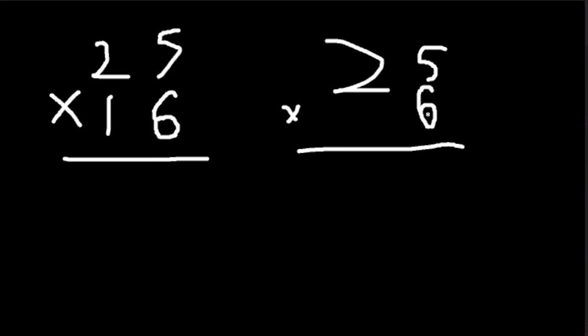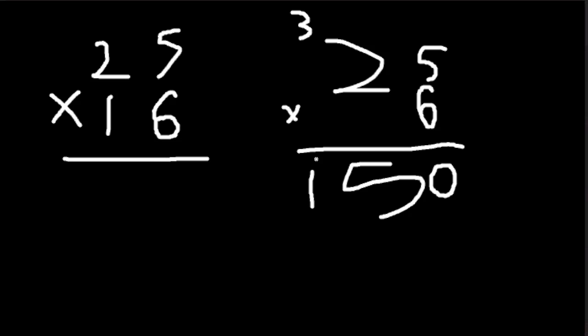Alright, as you can see. So how you do this is you multiply the bottom number by the top number, or the top number by the bottom number. Alright, so 6 times 5 equals 30. Alright. And we can't actually write an entire 30 down here, so we put the 3 on top of the 2, and then we add it to what we get from right here. So 2 times 6 is 12. So we add 3 to 12, and we get 15. And here we go. Here's our answer, 150.